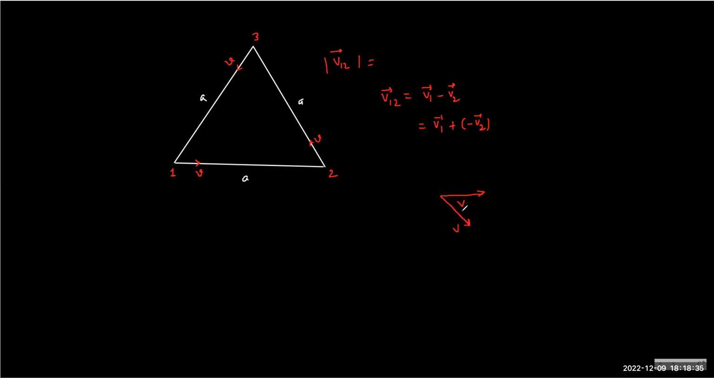This is also V, and this angle is 60 degrees. Because the vectors are equal and the angle is 60, what will be the resultant of these two? The resultant of these two will be, tell me guys. What will be the resultant of these two? Tell me.